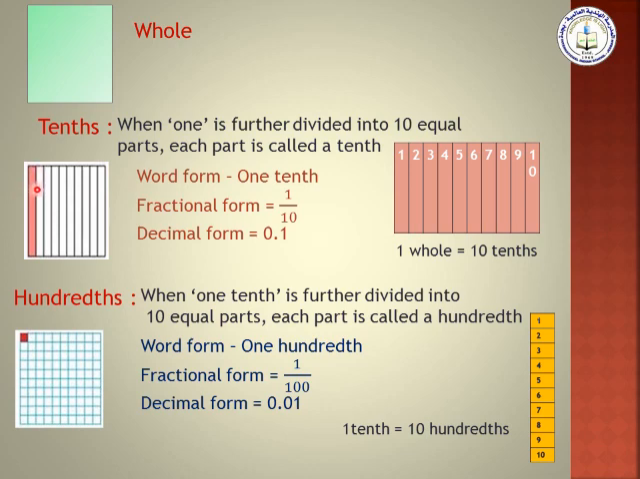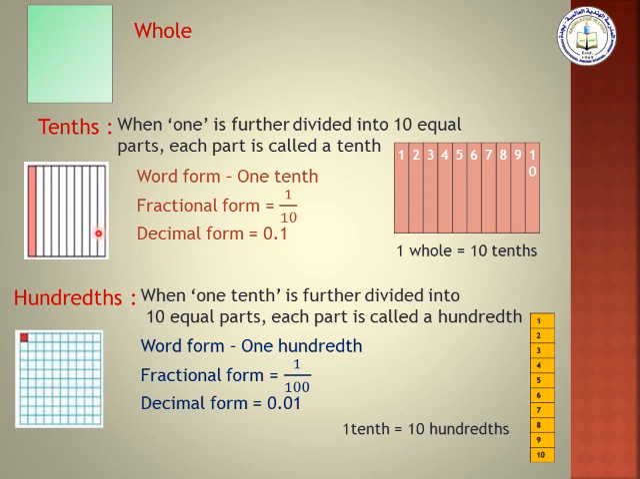Here, only one shaded portion. So, we can read it in word form as one tenth. The fractional form of one tenth is 1 divided by 10, that is 1/10. There are 10 equal parts, so denominator 10. We can also use decimals to convey the same idea, which is equal to 0.1. Here denominator 10, in 10 only 1 zero. So after the decimal point only one digit.